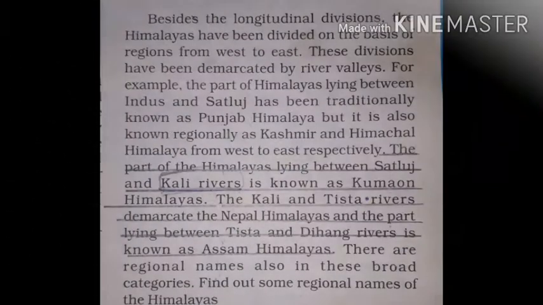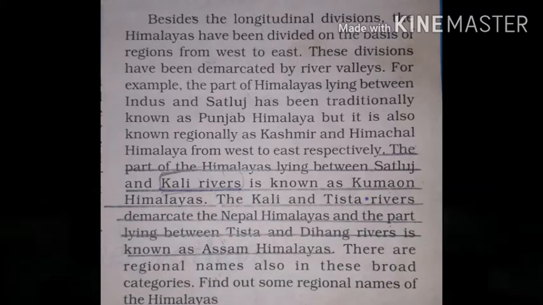We see this Dehradun. Besides this longitudinal division, which is because of the duns, another type of division can also be seen in the Himalaya range from west to east. These divisions have been demarcated by river valleys. Rivers divide the Himalayan ranges. For example, the part of the Himalayas lying between the Indus and Satluj has traditionally been known as Punjab Himalaya because there are five rivers there, but it is also known regionally as Kashmir and Himachal Himalaya from west to east respectively.